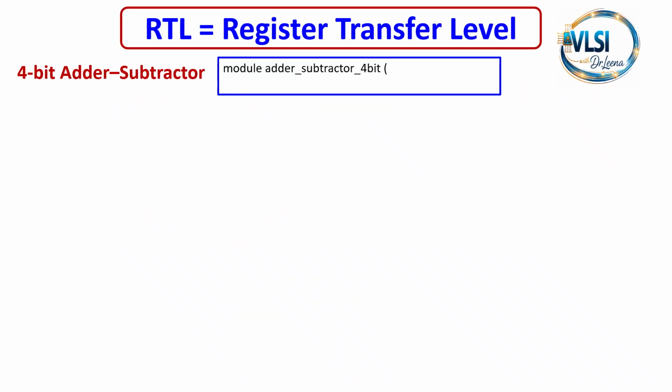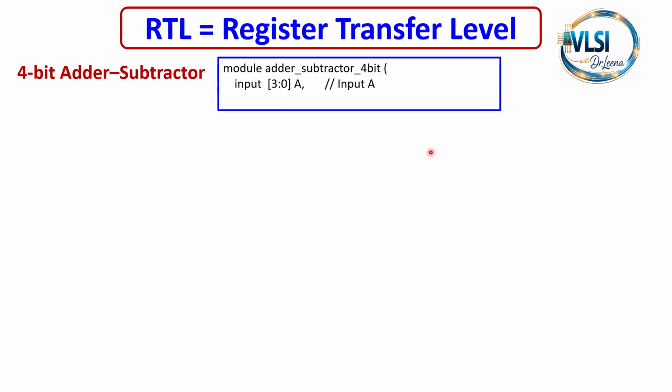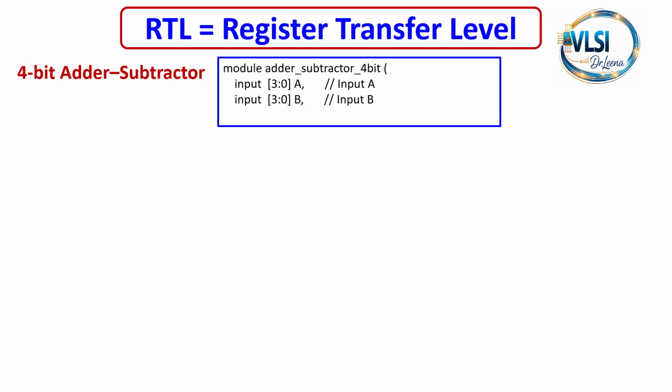Yeah, students, now we are starting the RTL code. First we write the module, give the module name, and open the bracket. Then we give the input. Input is data entering the module, in the range 0 to 3, that is a 4-bit input, and A is the first operand. Next we assign the next input, B, which is also a 4-bit input.